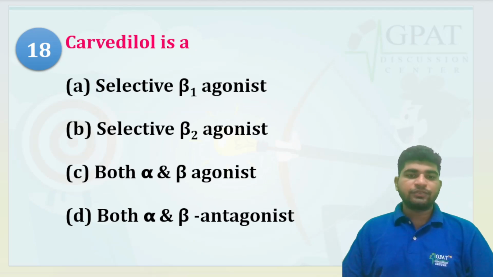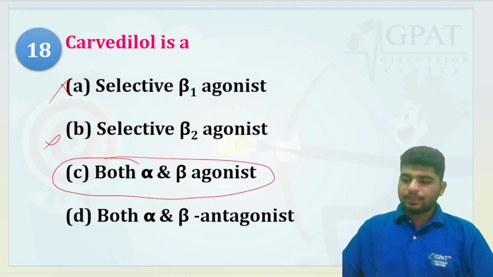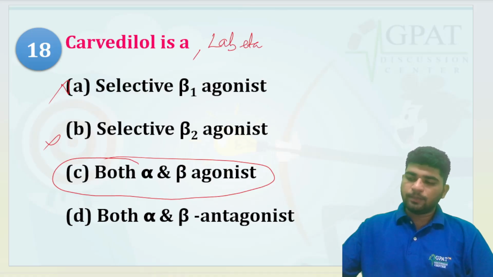Carvedilol is asked from your classification. Selective beta 1 agonist? No. Selective beta 2 agonist? No. Both alpha and beta agonist? Yes. Carvedilol, and you may call it like labetalol. Labetalol and carvedilol are both alpha and beta agents.